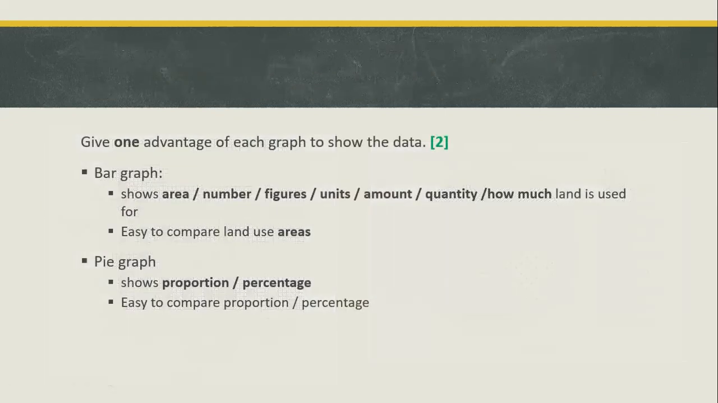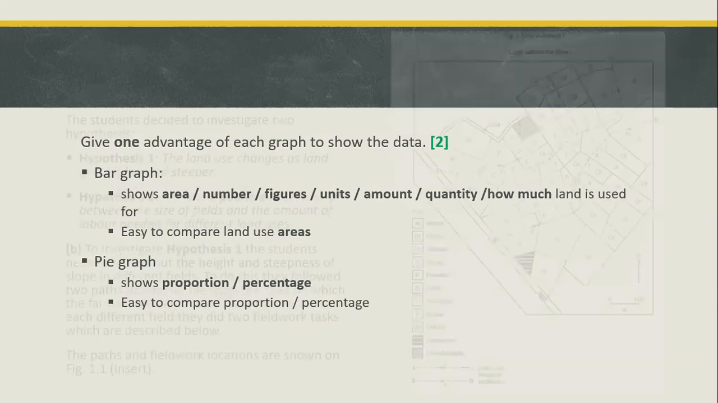Give one advantage of each graph to show the data. Bar graph, it will show area, number, figure, units, amount, quantity, and how much land is used for, and it is easy to compare the land use area. Pie graph shows the proportion or the percentage, and it is easy to compare the proportion or the percentage.